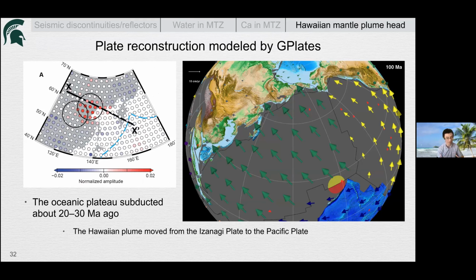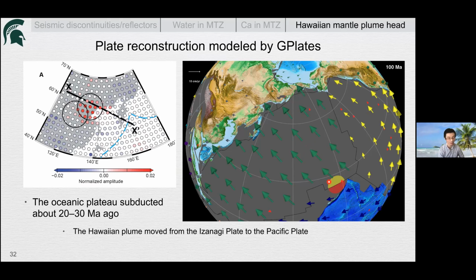There needs to be more plate reconstruction modeling to verify that, or we need more independent observations. But what we assume over here is that 100 million years ago, we have this Izanagi plate, this is the Pacific plate, and the Hawaiian plume over here created a large igneous province.